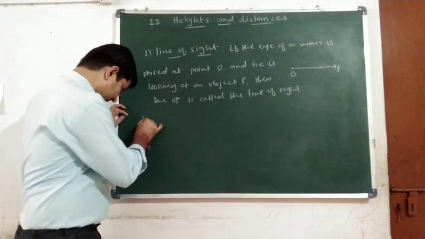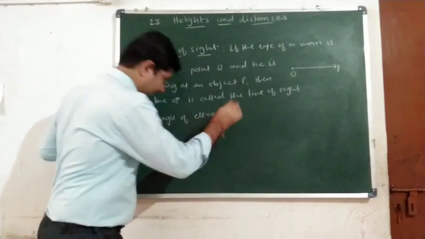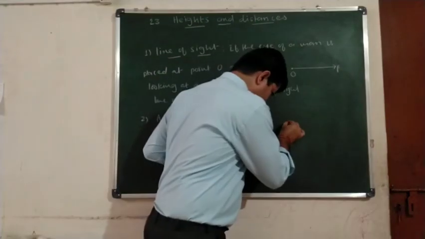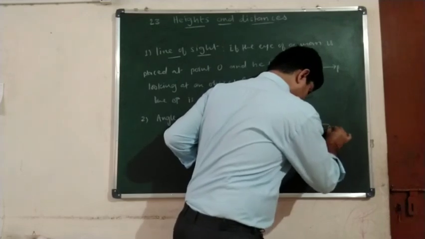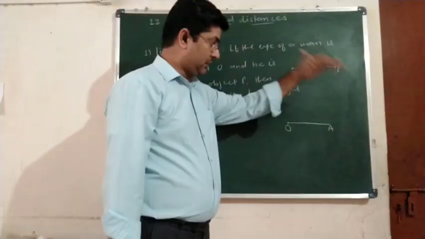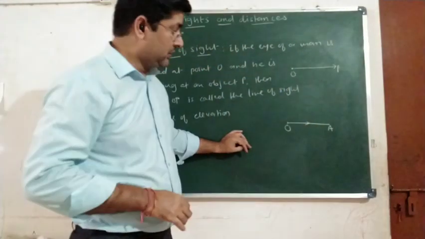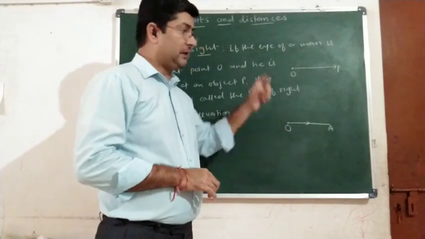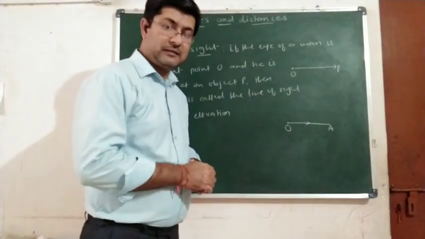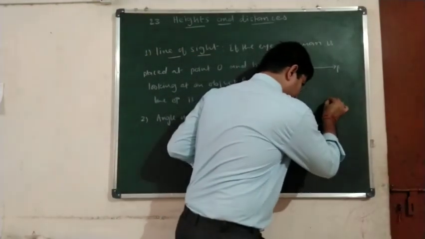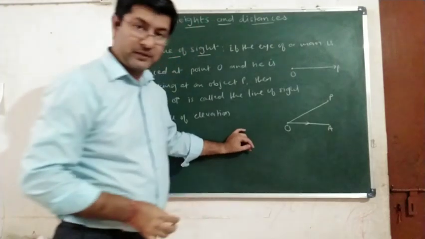Now another term is angle of elevation. Suppose O represents a man over here, and we have a point A which is parallel to the eye of the man. You can consider a point A, or we can even say this line is the horizontal line. Now suppose the man is looking at an object which is at a greater height than the man, and suppose at a certain height we have point P. So from O, if you look at P, OP is called the line of sight.